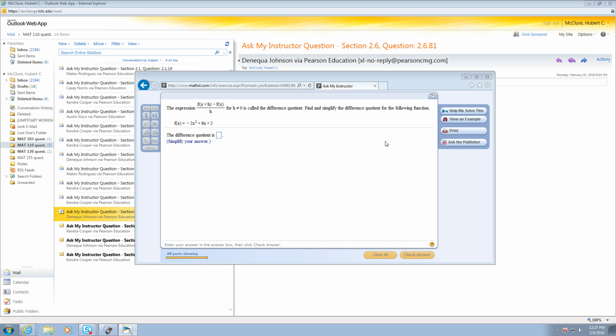I hope you do learn how to do these, because if you don't, that's going to be a big part of the test. So the difference quotient says f of x plus h. That means I have to rewrite this with parentheses in it: -2 parentheses squared plus 8 parentheses plus 2. And then I'm going to put that in brackets. Minus, let me move this over.